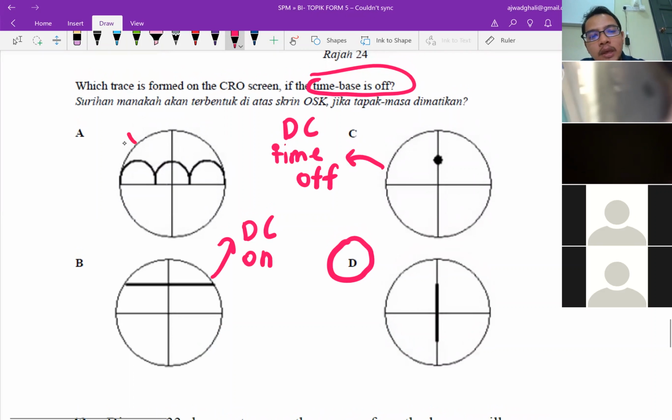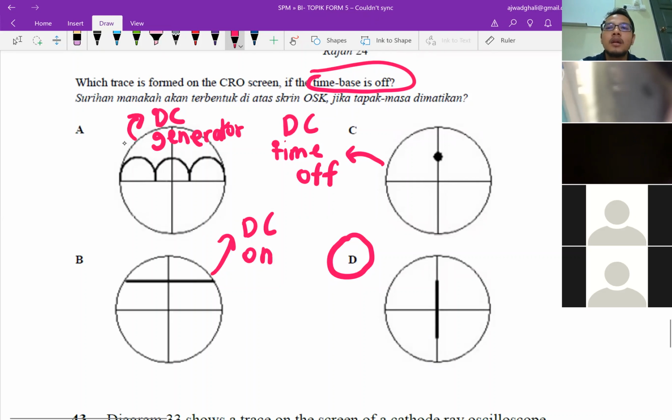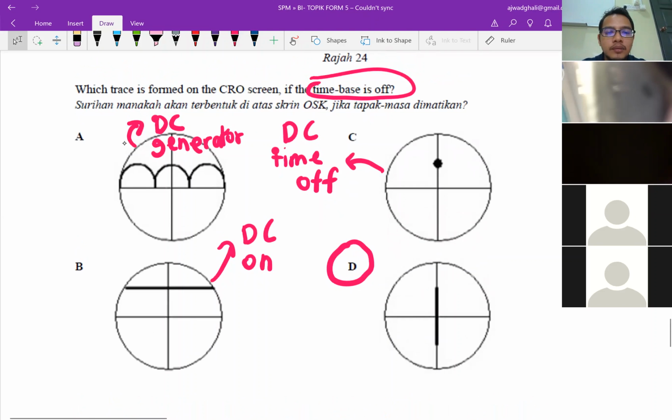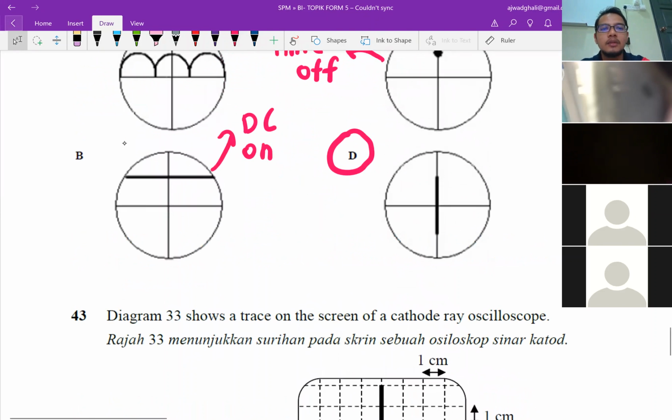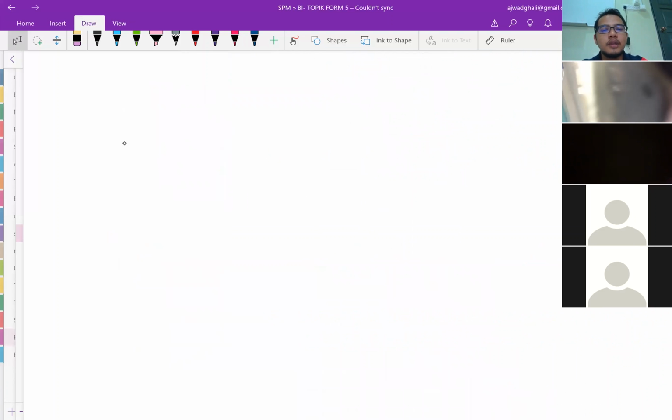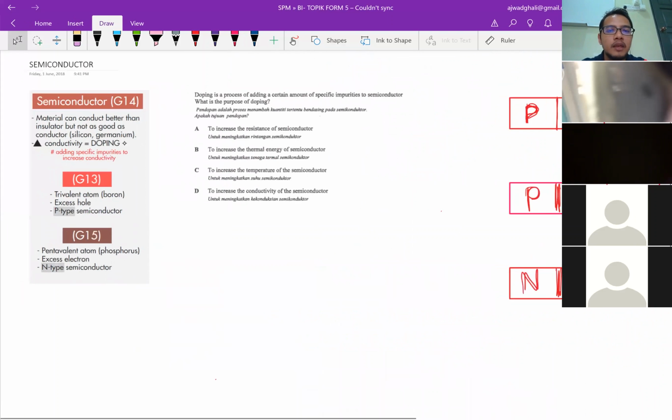A is what we learned yesterday. This is a DC generator, the output for a direct current generator. To show the output, we connect the generator to the CRO, the cathode ray oscilloscope. All right, so I hope you understand the very fundamentals of cathode ray. So we move to the second subtopic, which is the semiconductor.